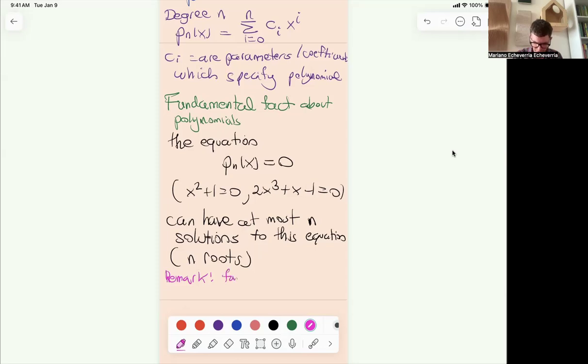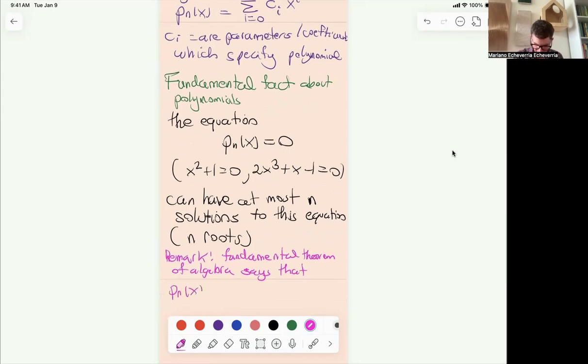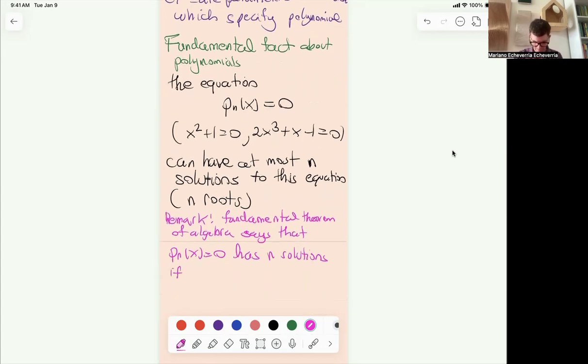the fundamental theorem of algebra says that Pn equals 0 has n solutions if you allow for repetitions and complex numbers.